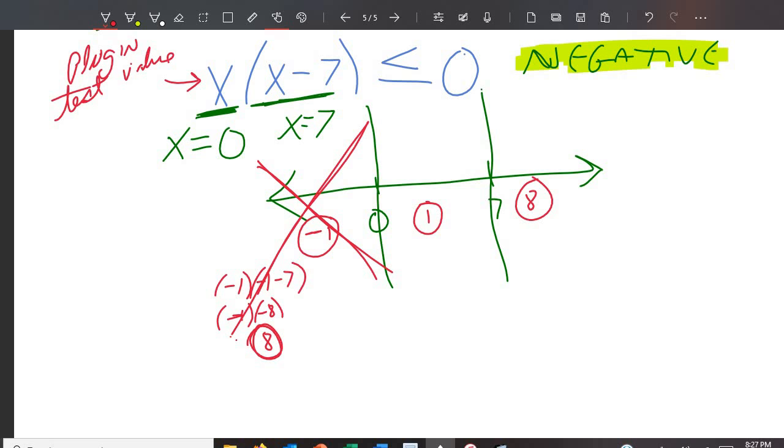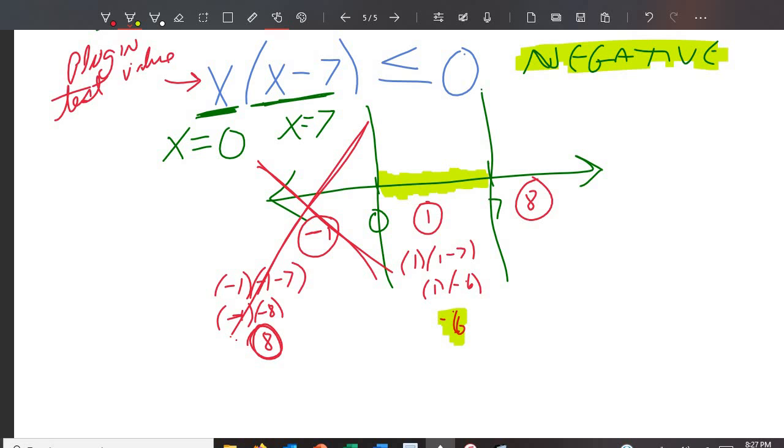If I put 1 in, let's see what happens. We'll get 1 minus 7. So we'll get 1 times negative 6, which is negative 6. Now, up front, we said my answer needed to be a negative. When I plug 1 in, I get a negative. So that means I shade in between those two pieces.